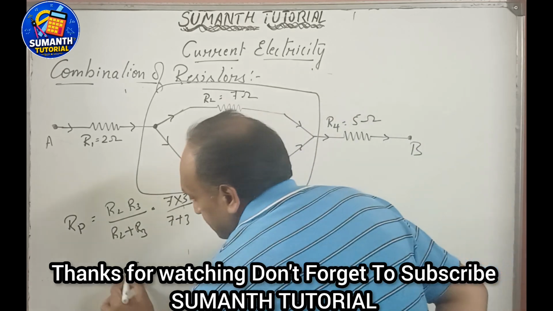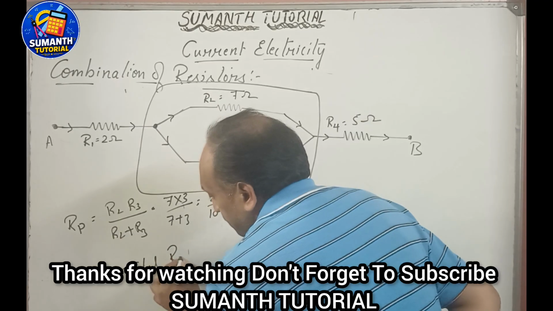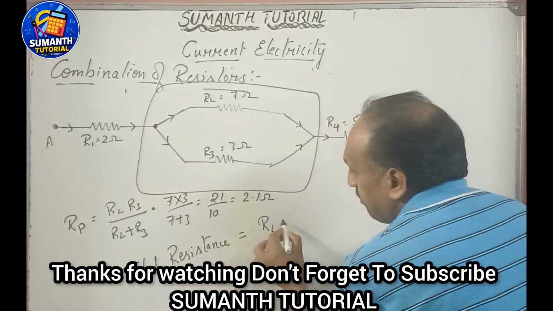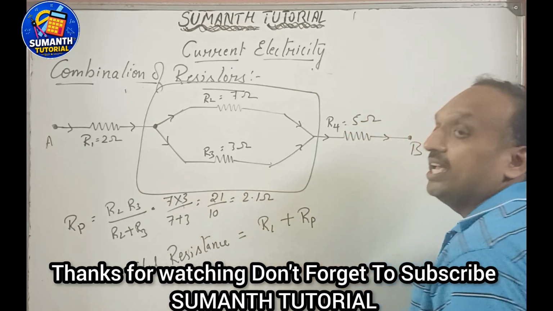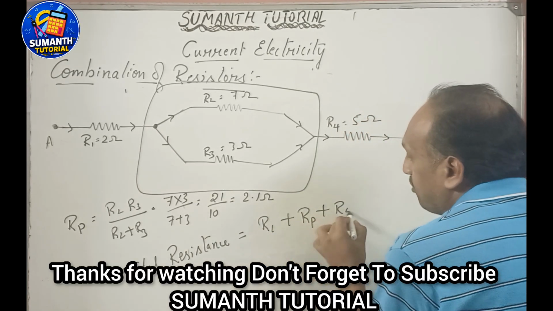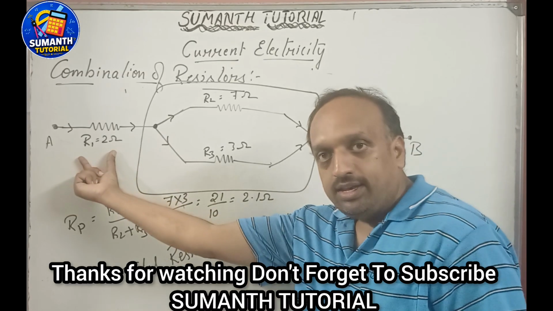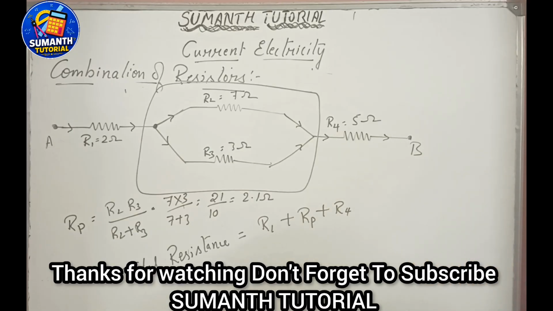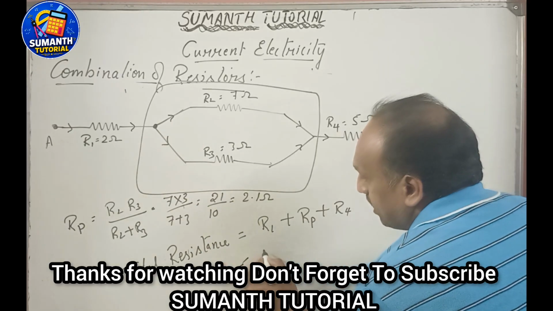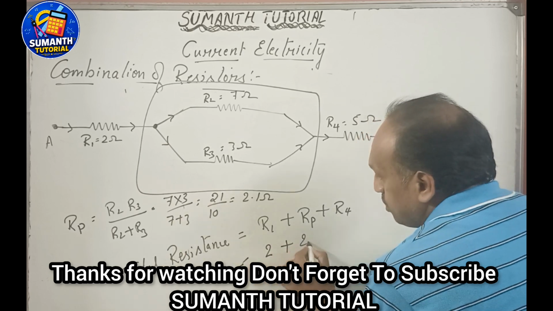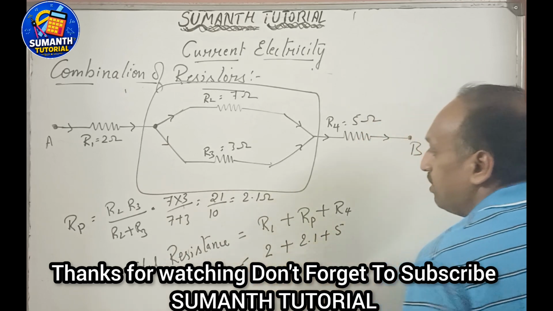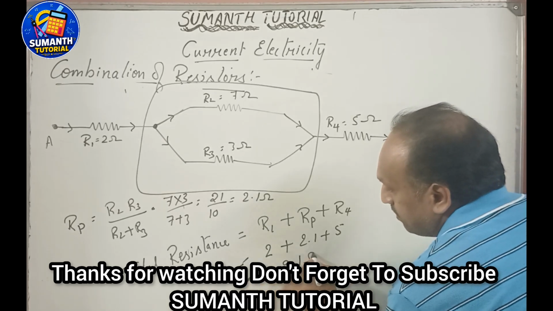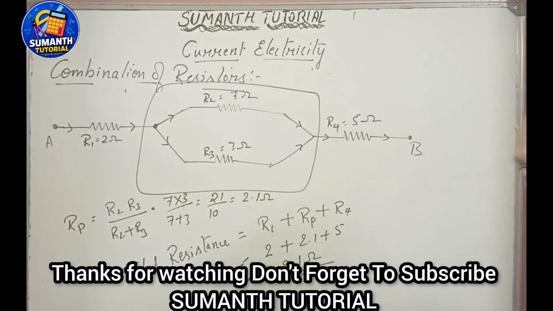Then total resistance will be equal to R1 plus the resistance connected in parallel plus R4. How that? That's it. Now see here, R1 how much have I taken? 2 ohm. Rp is 2.1 ohm plus R4 is 5 ohm. Then it is 5 plus 4, 9, 9.1 ohm. That's it. Very easy, isn't it?